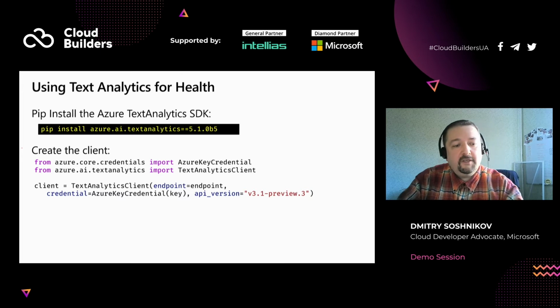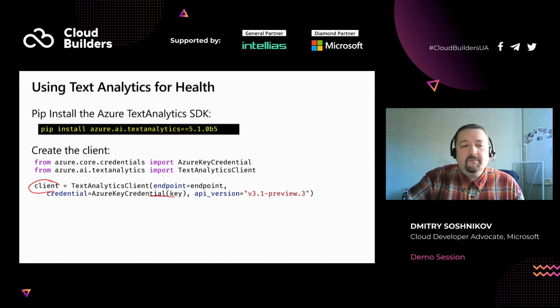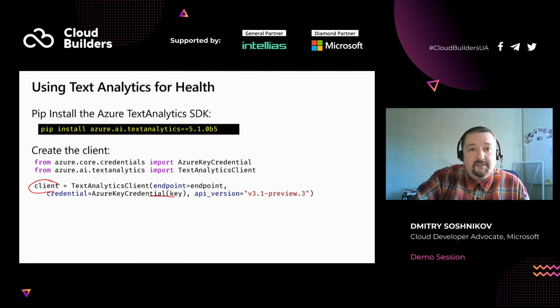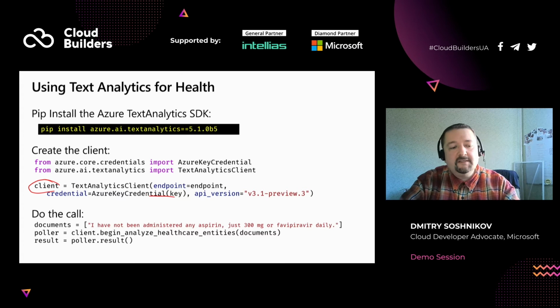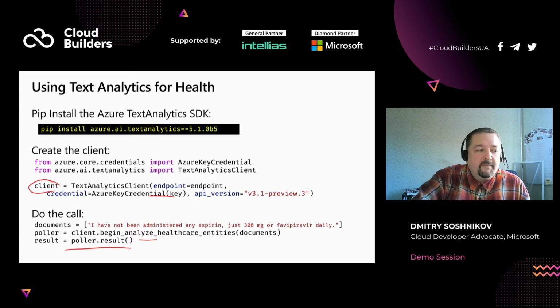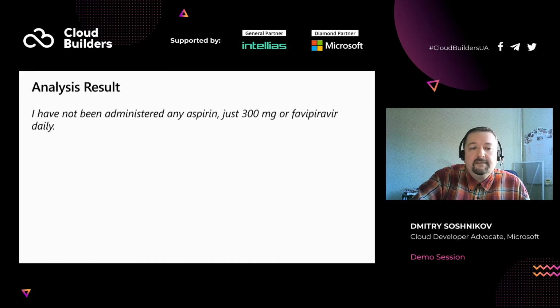What we do here is create an object called client, providing the credentials which we get when we create this cognitive service resource in the Azure portal. Then we can just do one call. If I want to analyze synchronously, I say begin analyze healthcare entities, then I await the result, I say poller.result. So that's it, one call, and I obtain the list of entities.